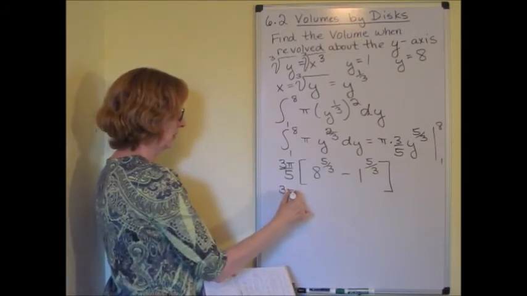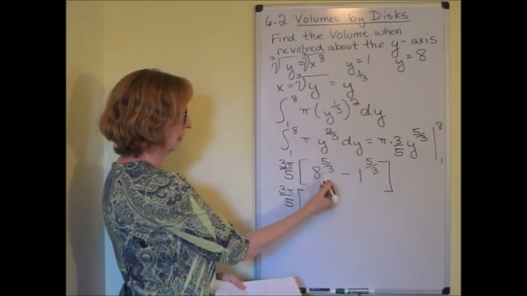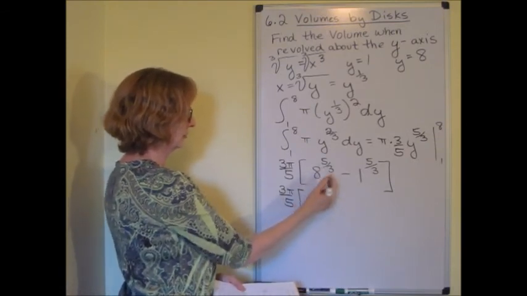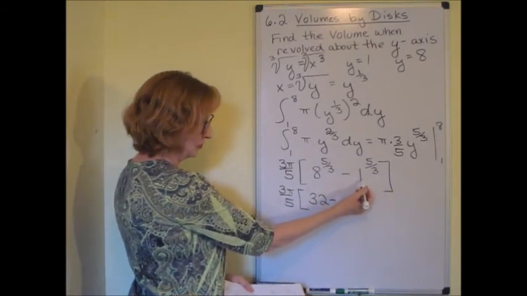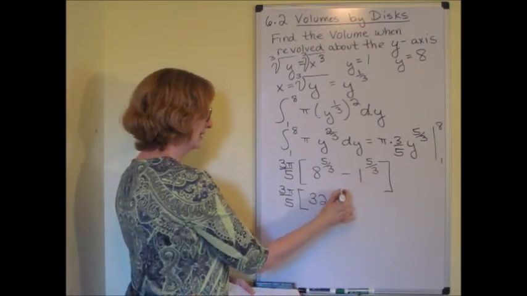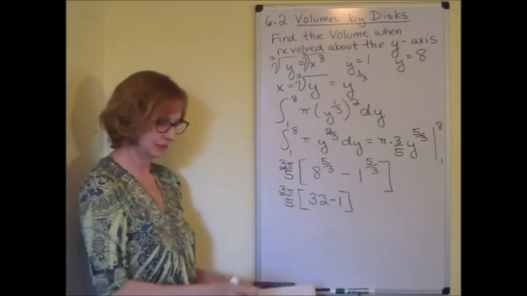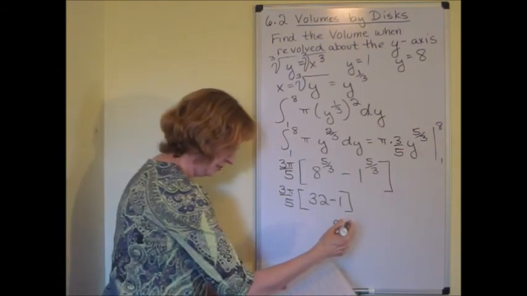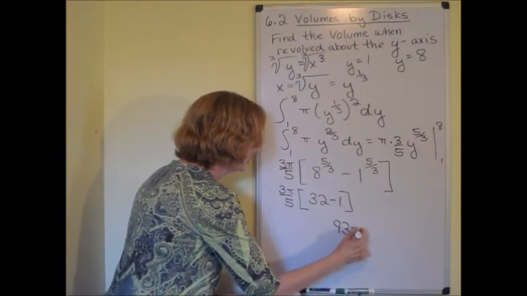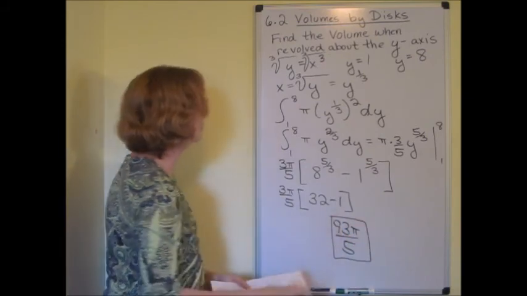So 3 pi over 5 times, okay, the cube root of 8 is 2, and 2 to the 5th is 32. The cube root of 1 is 1. 1 to the 5th is 1. So this ends up just being 3 pi over 5 times 31, which will give us 93 pi over 5 for this volume.